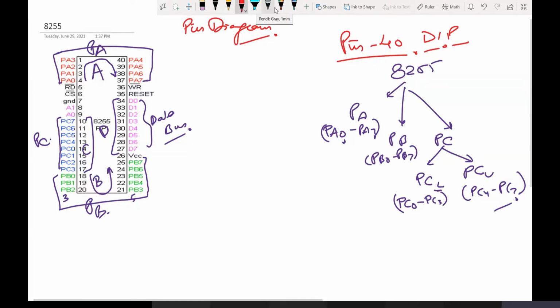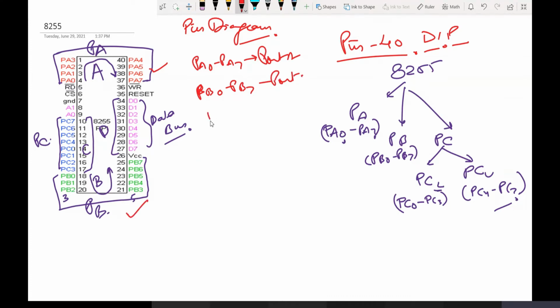Fine. And there are a few trick points you need to remember, and I'll tell you how to remember them. So let's take the pin diagram in detail. What we have here is port A, PA0 to PA7, that belongs to port A. We have seen it in the top part, which is your 8 pins. PB0 is port B, again 8 pins, at the bottom.